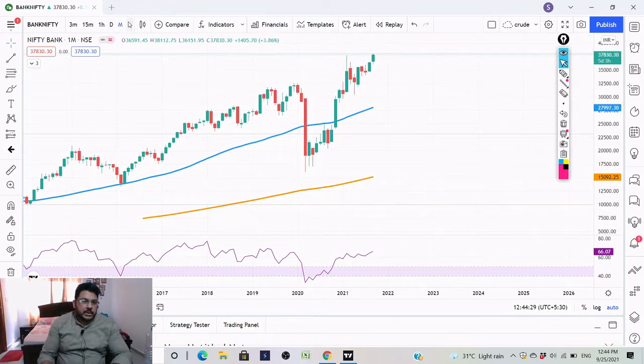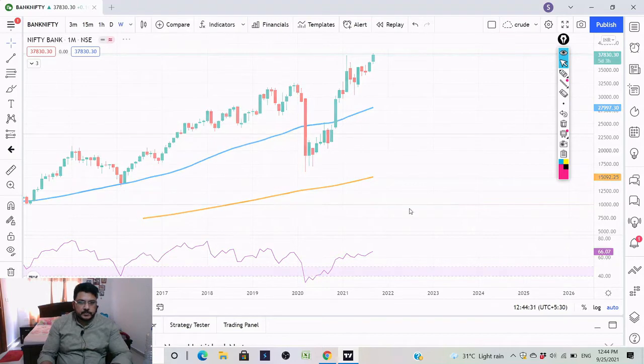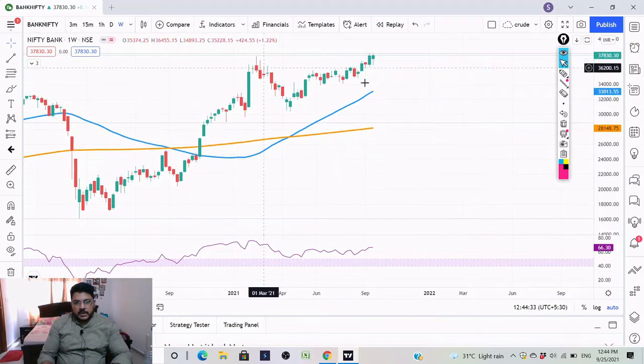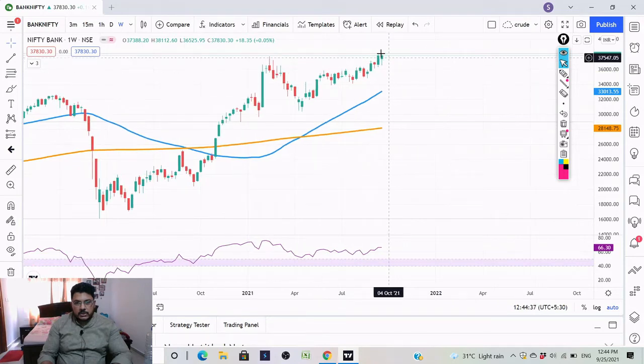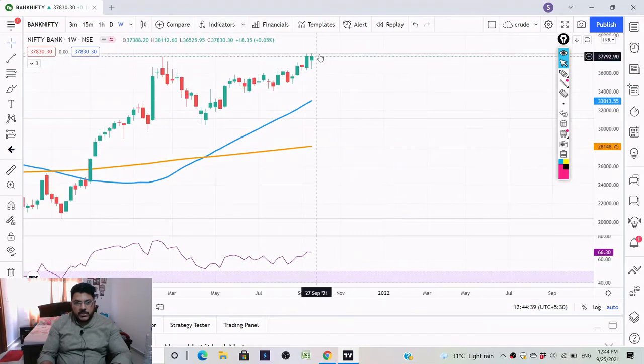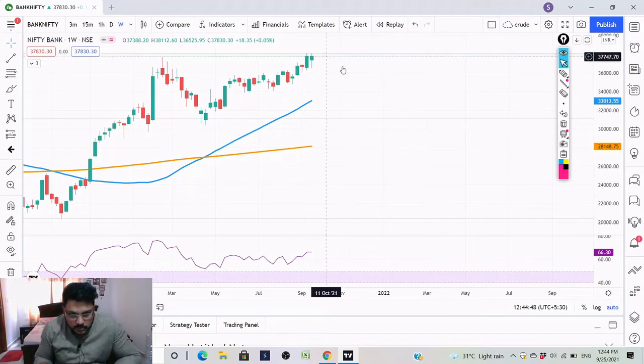Let's look at it on a weekly time frame now. On the weekly time frame, it has formed a peak and it is closing at the top of that zone. So we can expect this is a rally, this is a base formed. It can be a base or it can be a drop. Let's watch out for what it is going to be.